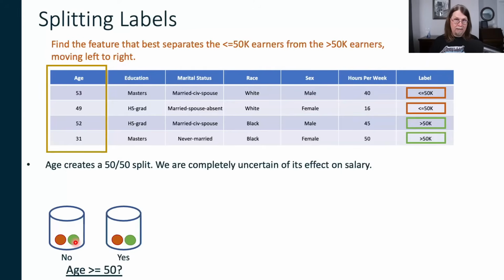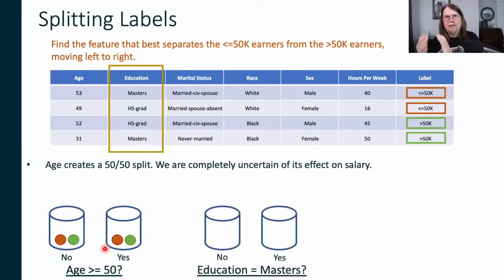Half of the people less than 50 make more than 50K and half of them do not. So this feature, with this rule, with this decision, with this question, doesn't really help us very much in making good predictions. It's basically a crapshoot. It's a gamble. So the algorithm says, cool, I'll make note of that and I'll move on to the next feature. So I'm going to move on to the education.